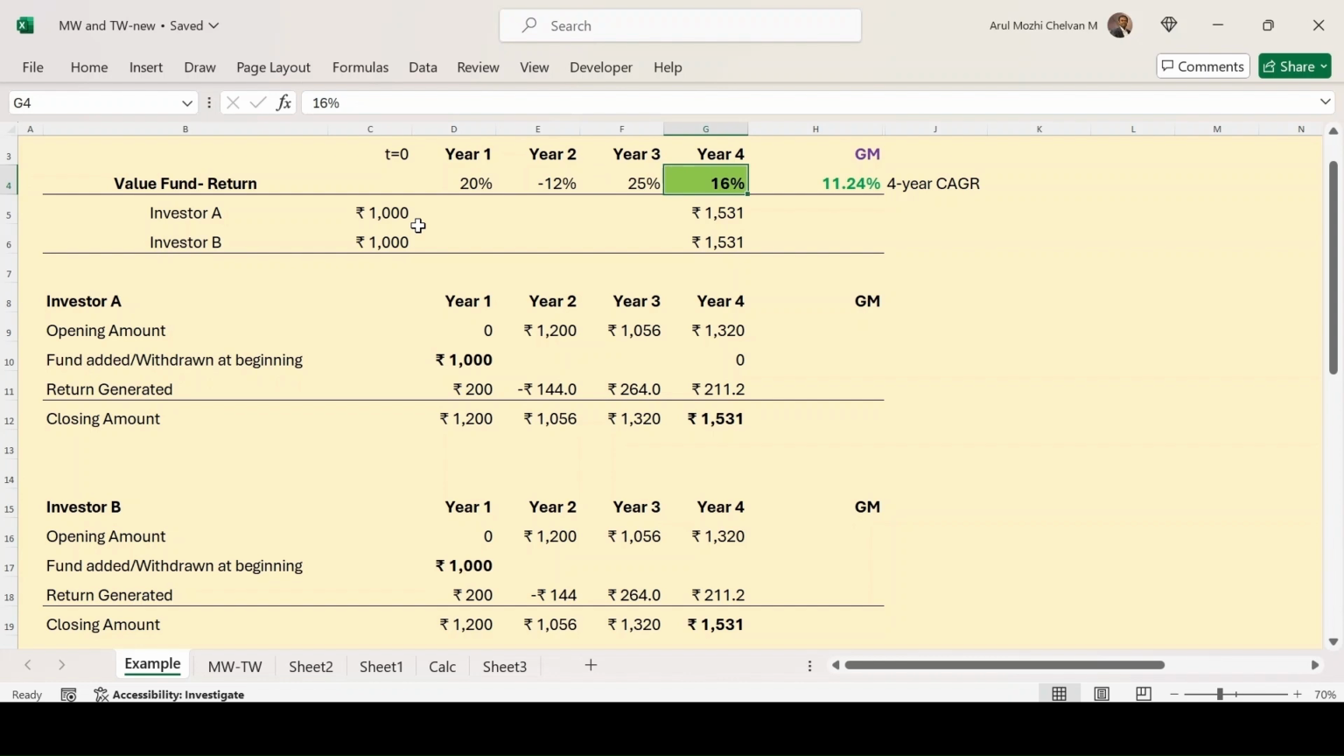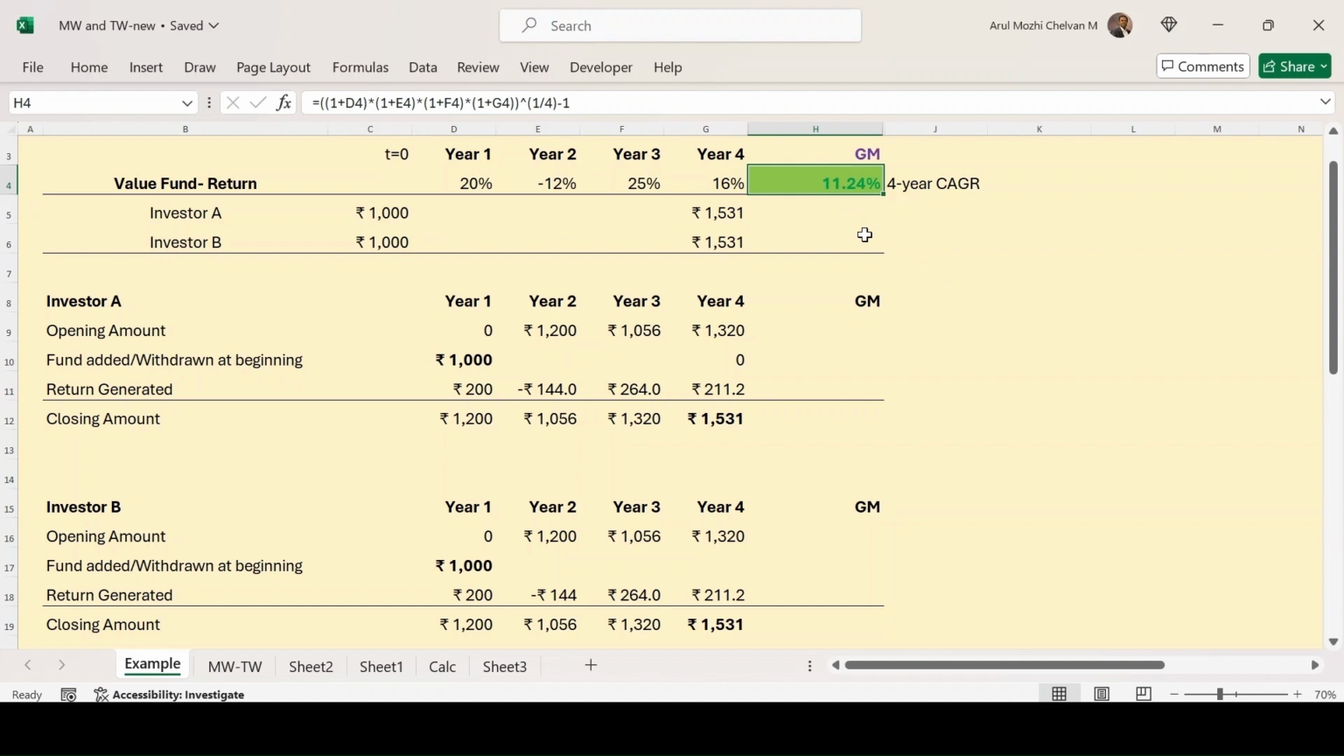Now let us introduce two investors, investor A and investor B. Both of them initially investing rupees 1000 in this fund. The fund's compounded annual growth rate, that is geometric mean, is 11.24%, resulting in both investors seeing their 1000, that is rupees 1000, grow to rupees 1531 by the end of fourth year. Both investors would receive the same return if they follow this pattern, that is 11.24%.